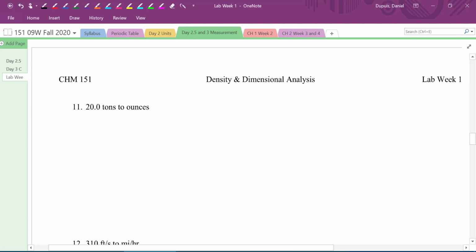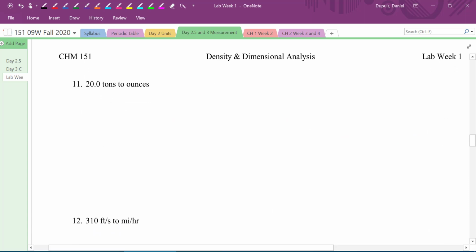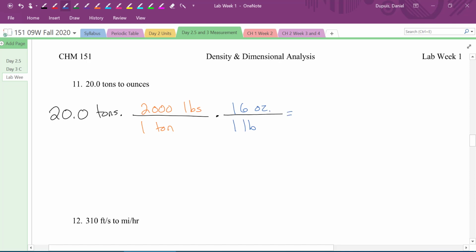Number 11, 20 tons to ounces. So 20.0 tons. Well, 1 ton on the bottom, and that happens to be what? 2,000 pounds. And then 1 pound happens to be 16 ounces. So this turns out to be 640,000 ounces. I have 3 sig figs, so I would write 6.40 times 10 to the 5th ounces. And there we are.